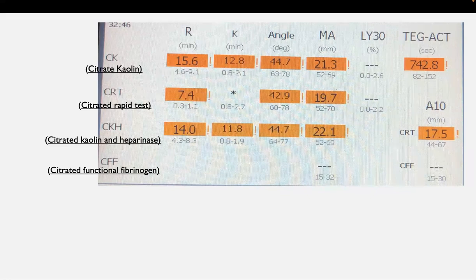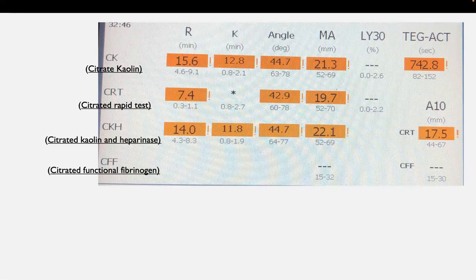So basically, if you see that the patient's hypocoagulable, with a prolonged R time in your CK, okay? So if your R time in your CK is prolonged and you're not sure, and you know it's a patient that you've been using heparin in, you're not sure if the patient's hypocoagulable because they're bleeding or they're in DIC, or you've used heparin, then you need to look at the CKH arm. If this is normal, then your hypocoagulation is due to over-heparinization. Because remember, this arm will inhibit your heparin.